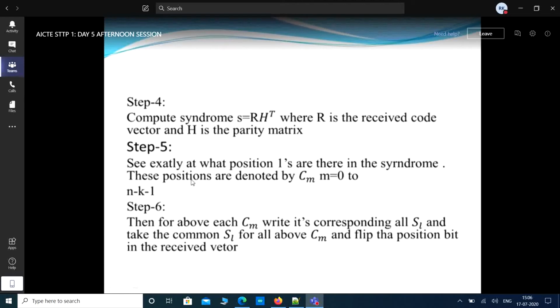In the fourth step, determine the syndrome S. Then step number 5: find exactly at what positions there are binary ones in the syndrome. These positions are denoted by Cm. This point is also easy to understand in the graph. And step number 6: for each Cm, write its corresponding Sl, take the column Sl for all the above Cm, and flip the position bit in the received vector.